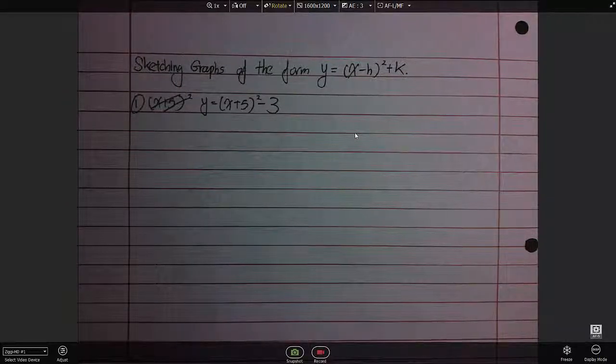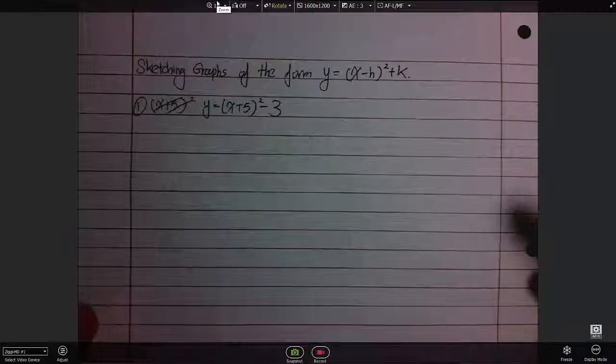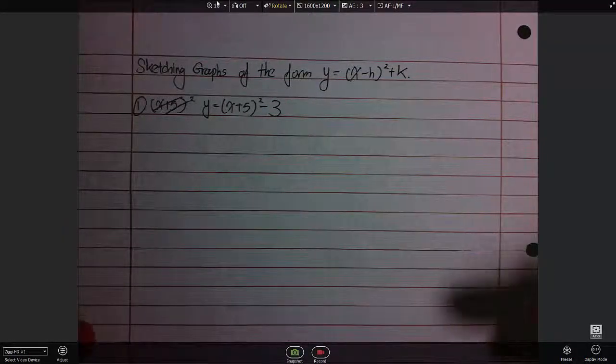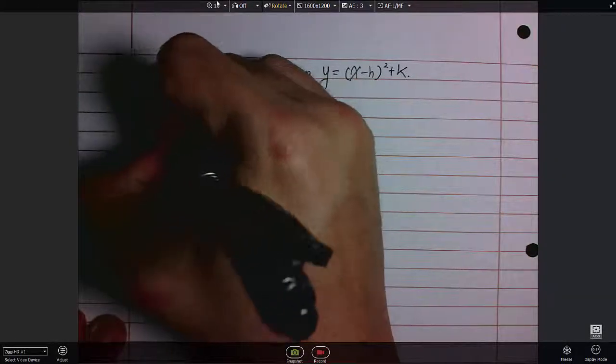Okay, today I'm going to show you 3 examples on sketching graphs of the form y equals (x minus h) squared plus k. Basically, this is the completed square form. There are 2 pieces of information, as I showed you in the last video, that you need for the completed square form: the turning point and the y-intercept.